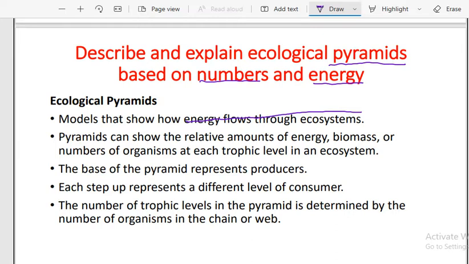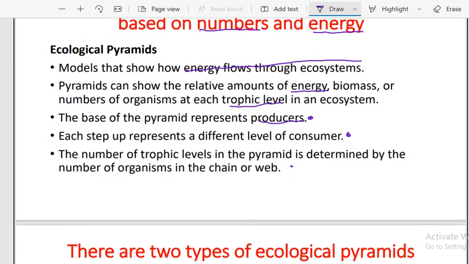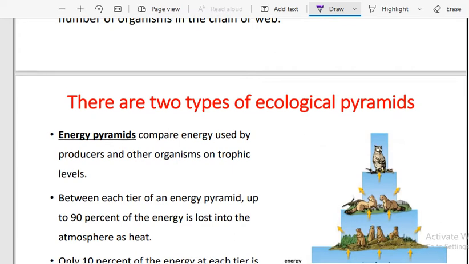A model that shows how energy flows through an ecosystem is referred to as an ecological pyramid. Now, a pyramid can show the relative amount of energy or biomass, which is biological mass, or number of organisms at each trophic level in an ecosystem. Now, the base of the pyramid always starts with a producer. Take note. Then each step represents different levels of consumers. Then the number of trophic levels in a pyramid is determined by the number of organisms in a certain food chain or food web. So let's look at an example. Energy pyramid.